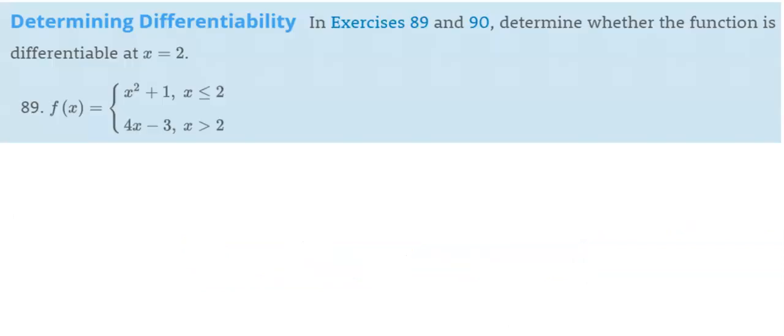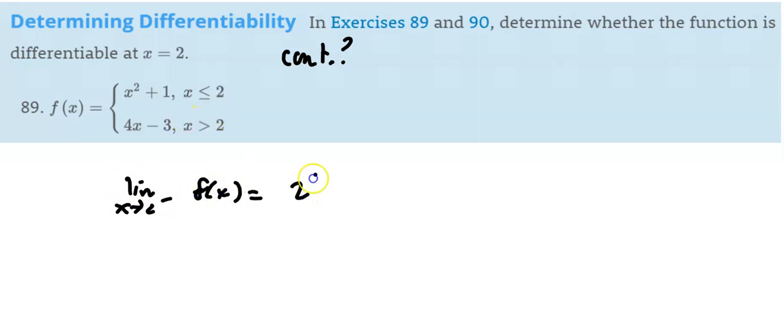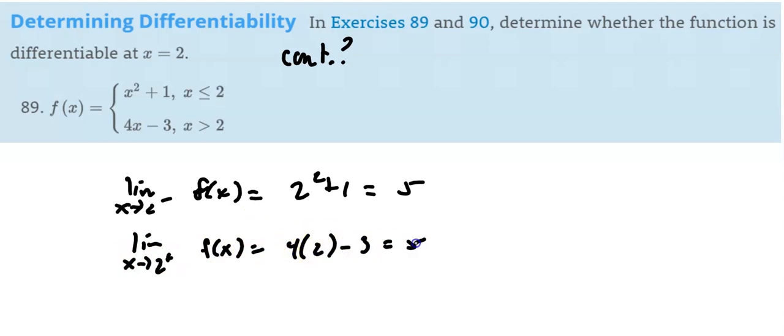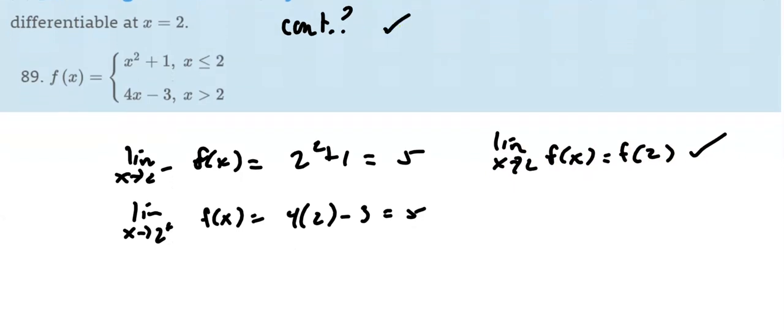Last one, because I got to go to class. Determine whether a function is differentiable at x equals 2. Okay, we need to check continuity first. So, check continuity. The limit as x approaches 2 from the left of f of x is going to be 2 squared plus 1, which is 5. The limit as x approaches 2 from the right of f of x is going to be 4 times 2 minus 3, which equals 5. Okay, so the limit as x approaches 2 of f of x equals f of 2. Perfect. So continuity checks out, so now we'll check differentiability.